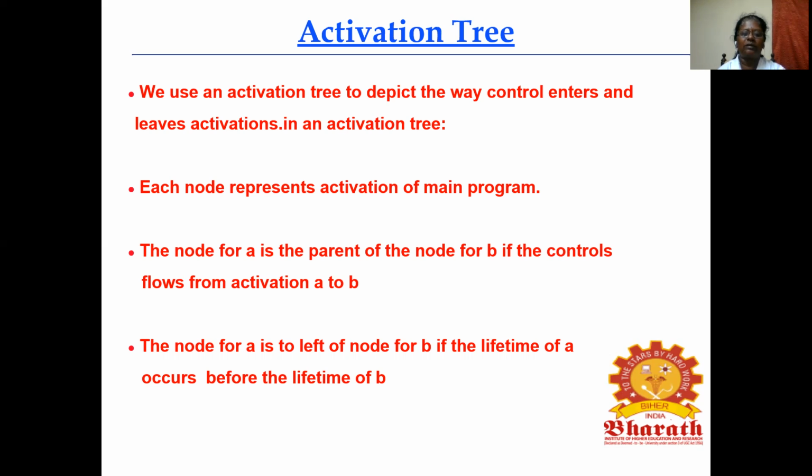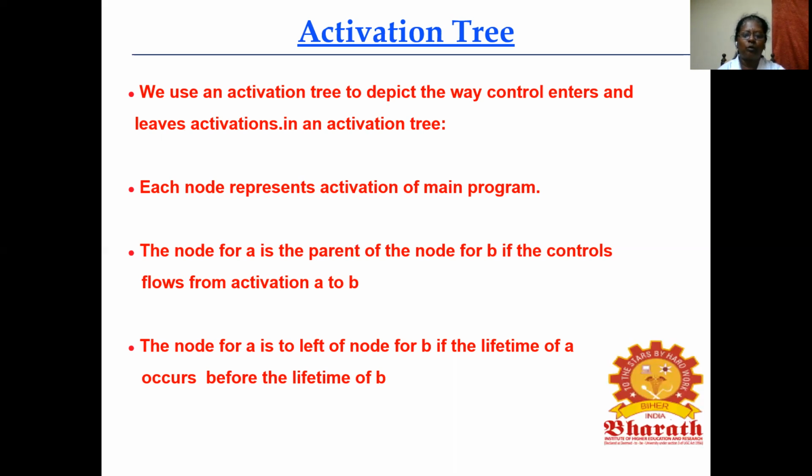So the A node is to the left of the node for B. This means the lifetime of A occurs before the lifetime of B. So it will be activated when node A is activated, and then node B is activated. So this is the activation tree of your program.